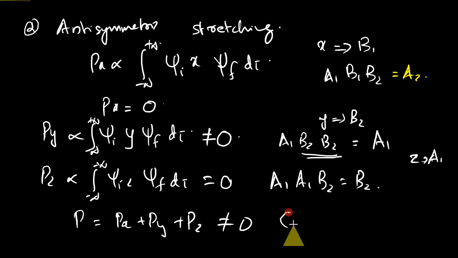It means that this one is IR active. So anti-symmetric stretching is also IR active. It can go from its ground vibrational level to the next higher vibrational level by absorbing IR radiation. So far we have seen that all three modes of vibration in the water molecule, symmetric stretching, symmetric bending, and anti-symmetric stretching, are IR active.